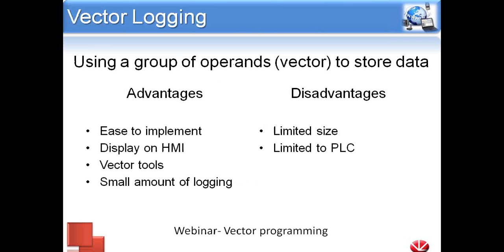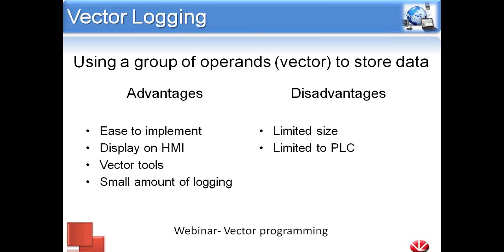The first data logging option that we will discuss is vector logging. Vector logging uses a group of operands, known as a vector, to store data. An example of a vector would be MI0 to MI19. This would be a vector of 20 MIs. The advantages to vector logging are that it is easy to implement in ladder. It is easy to display the vector on the HMI screen.